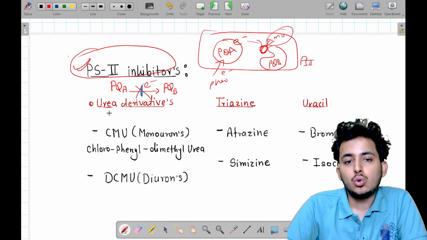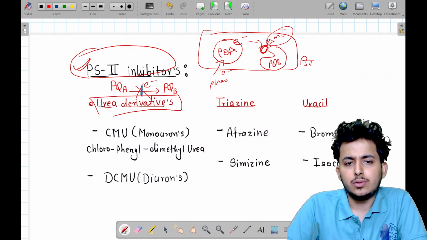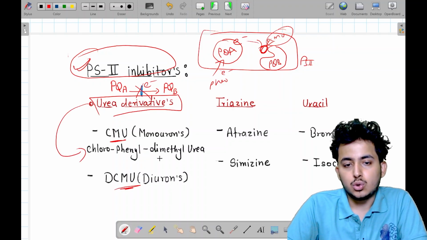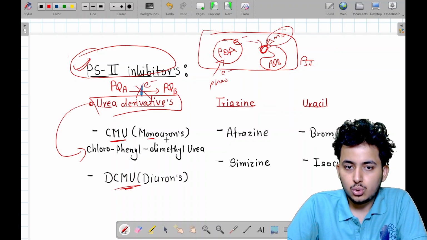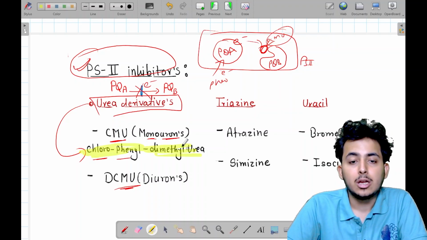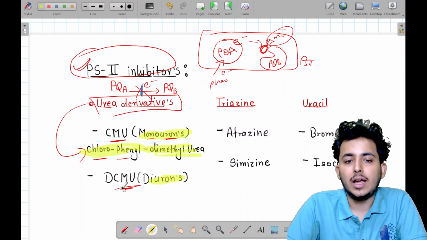So these inhibitors can be urea derivatives. If they are urea derivatives, they can be CMU or DCMU. CMU is a monuron, that is chlorophenyl dimethyl urea. This is the name of the inhibitor. This is a monuron, and it can be a diuron like DCMU.